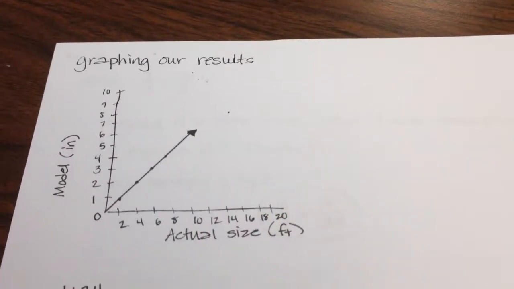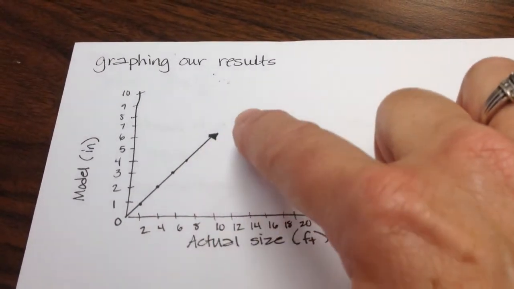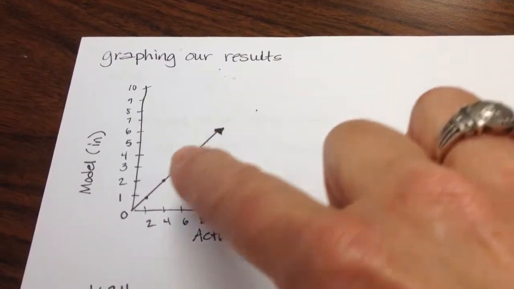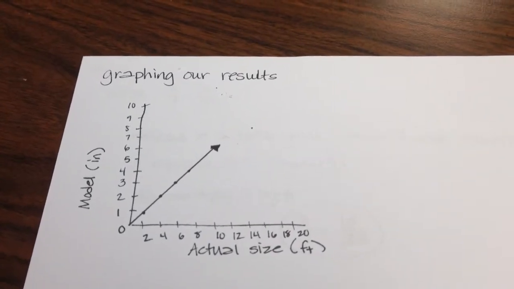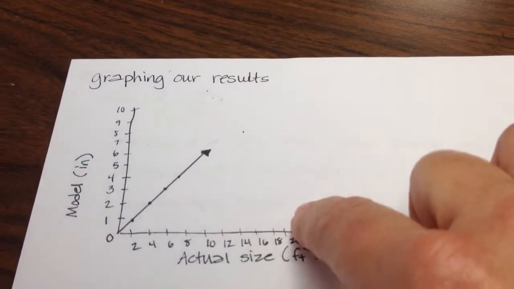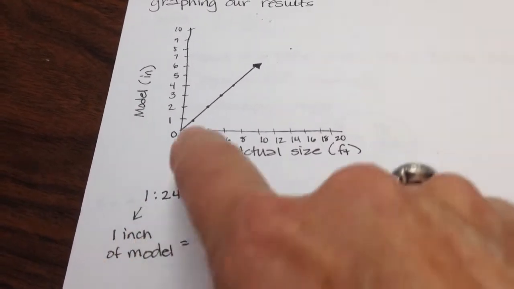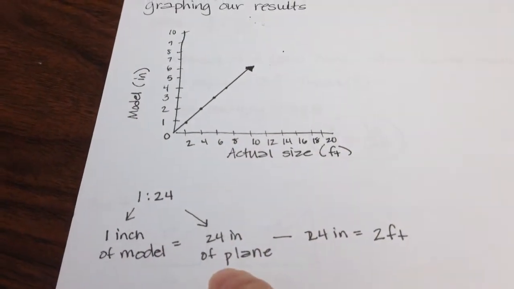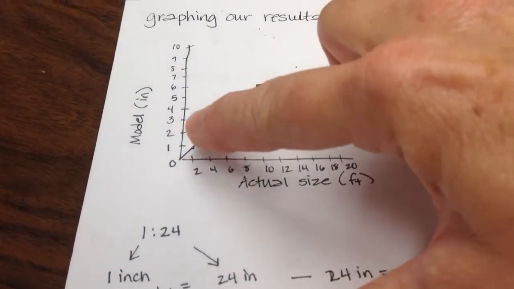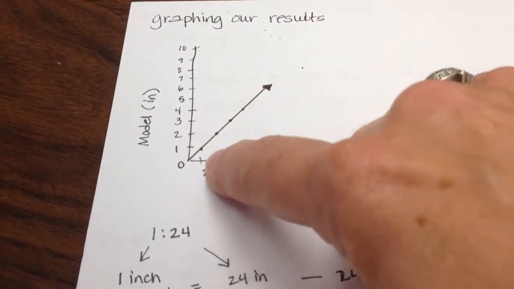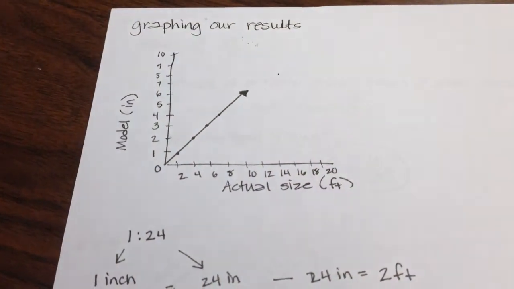You could also graph the results. Put the model in inches over the actual size in feet, and look, you get a nice straight line that includes the origin. Ding, ding, ding, ding. So they're directional, proportional, whatever it is. Direct proportion. All right, so again, 1 inch of the model equals 24 inches of the plane. 24 inches is 2 feet, so that's why I put this in feet. So you get 1 equals 2 feet. 2 equals 4 feet, on and on and on. That's how you get your nice straight line.